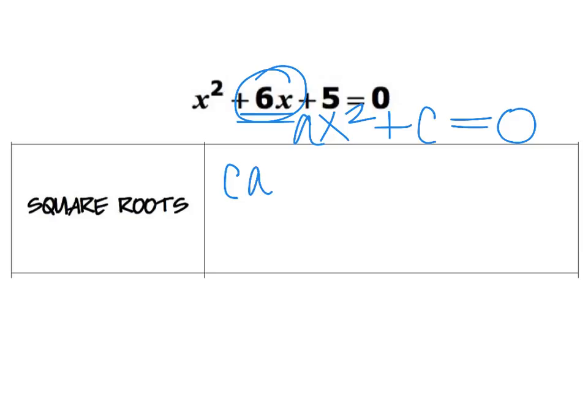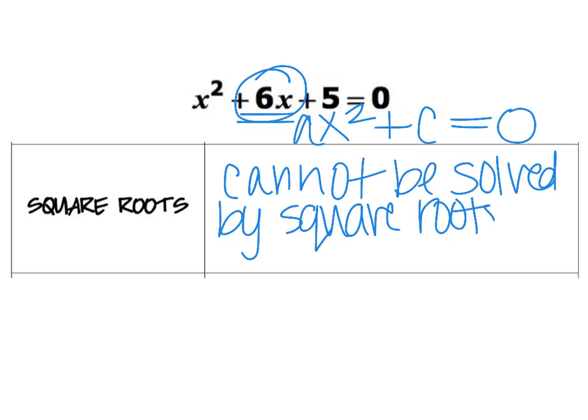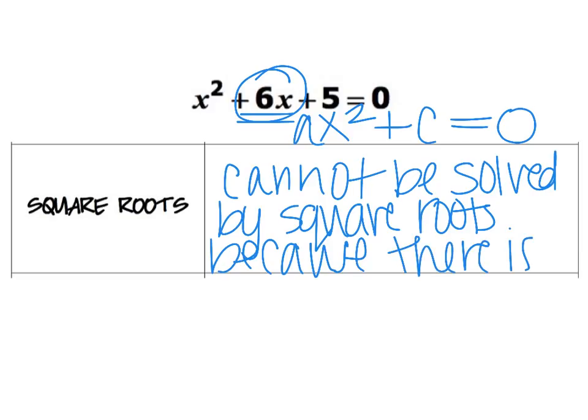So we would write cannot be solved by square roots because there is an x term, or there is a bx. All right, so recognizing that we cannot solve this by square roots.